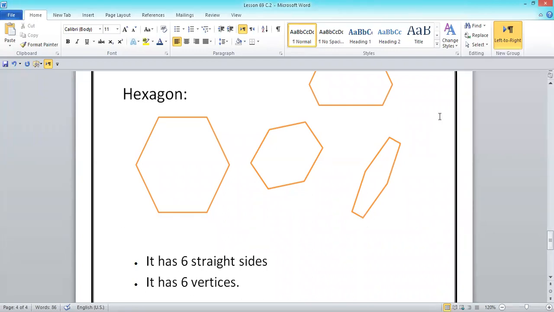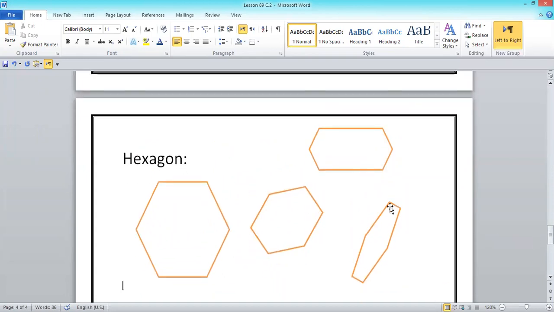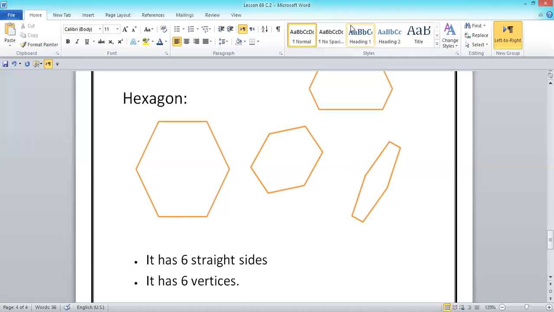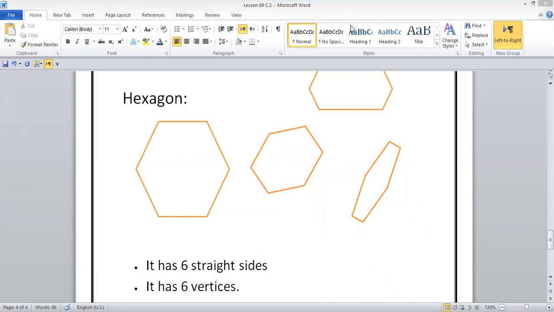Okay. And look at this hexagon. It is also having six corners and six sides. One side, two side, and this is 3, 4, 5, and 6. If you look at these corners, 1, 2, 3, 4, 5, and 6. So there are six corners, six vertices. So how many vertices are there in hexagon, guys? Yes. Six. And how many sides are there in hexagon? Six. Very good.